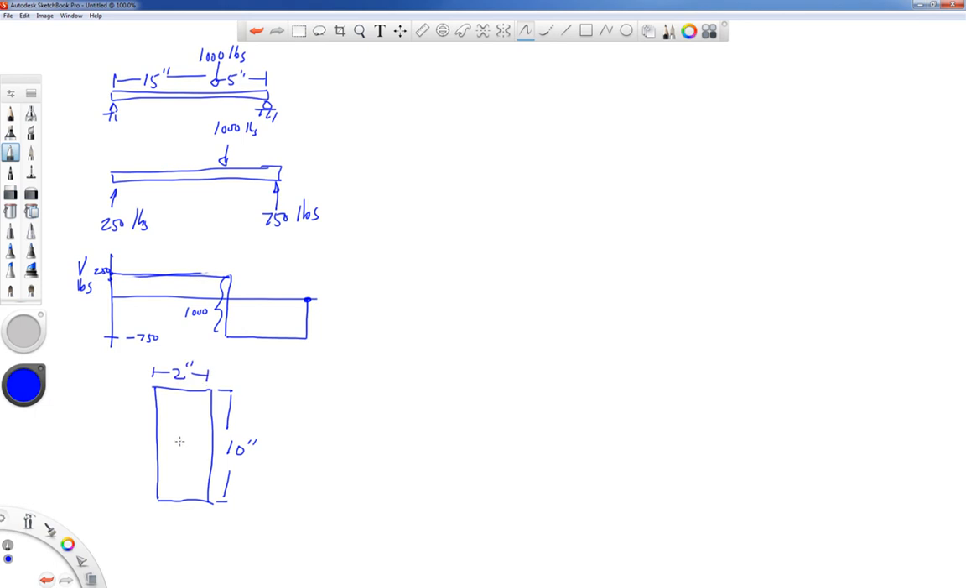We need to find the centroid of this cross-section. Right in the middle, no problem. We need to find the moment of inertia. Moment of inertia is 1/12 the base times the height cubed. Units on that are inches to the fourth.